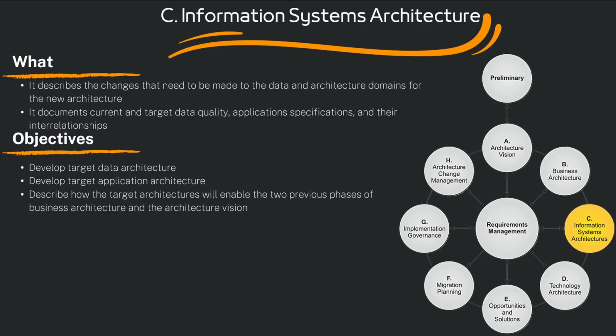We also want to be able to describe how the target architecture will enable the two previous phases of business architecture and architecture vision. The overall approach begins with data management, figuring out where the best source of data is and defining that system of record, what kind of standards we are all going to adopt, how the data entities will be utilized, where data entities will be stored, the level of iteration, the level of quality, and the cleanliness and the filter, and any transformation steps required.